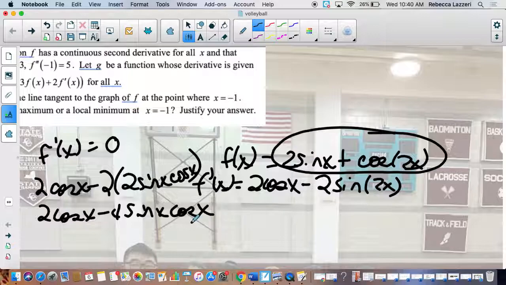Got to know your double angle identities. And then always state what you're working with also. I'm going to take out 2 cosine x. I think this is kind of where I was flying through the other day, and it leaves you this.